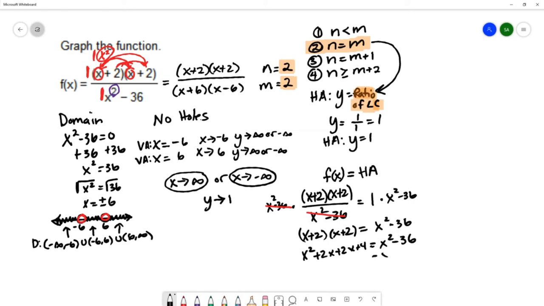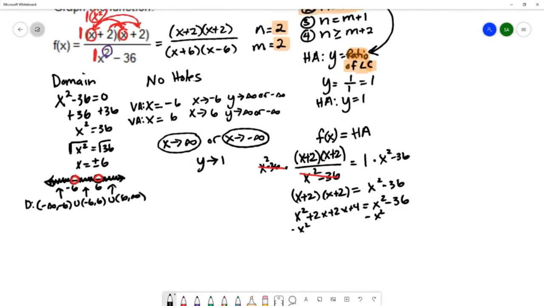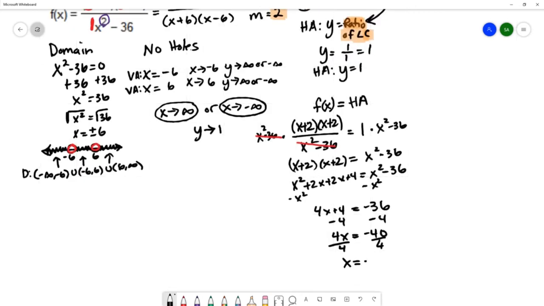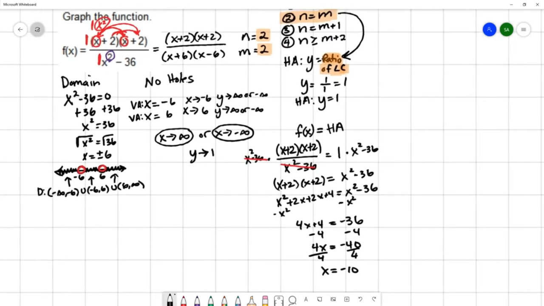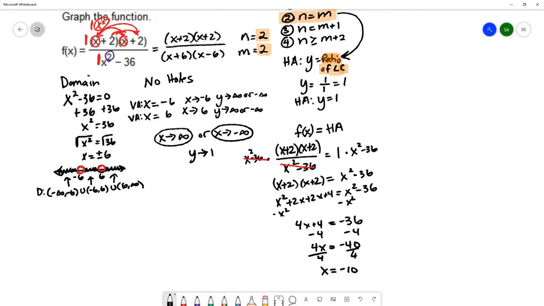If I subtract x squared on both sides, the x squareds cancel each other out. And I'll go ahead and combine 2x plus 2x is 4x plus 4 equals negative 36. I can solve for x by subtracting 4 on both sides. That's 4x equals negative 40. And I'll divide by 4 to get x equals negative 10. So the graph will cross the horizontal asymptote. It's going to cross at x equals negative 10.